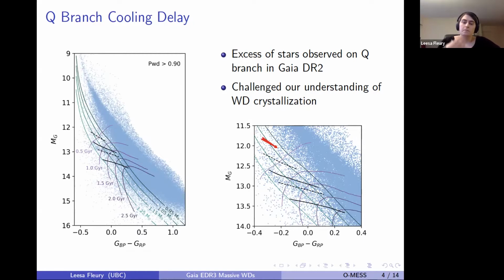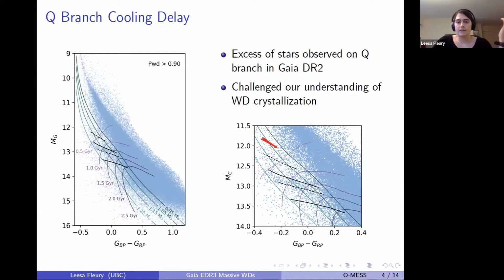So some of this feature was expected. There is an expected cooling delay due to white dwarf crystallization. However, in Gaia DR2, it was noted there was an excess of stars on the Q branch above what you would expect just from standard crystallization. And this has challenged our understanding of white dwarf crystallization in the last few years, especially as pertains to neon-22 sedimentation.